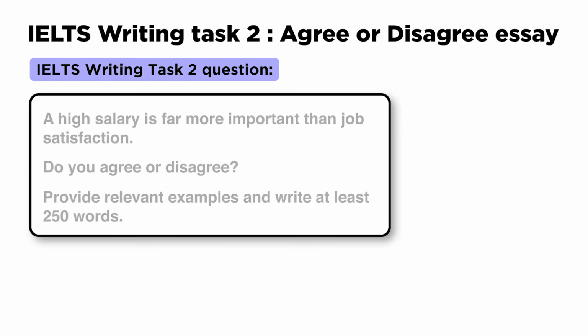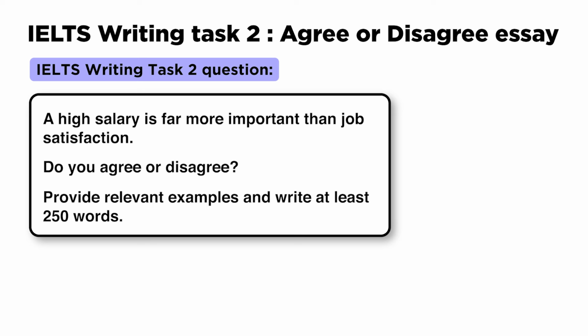Here's an example of a typical IELTS Writing Task 2 question. A high salary is far more important than job satisfaction. Do you agree or disagree? Provide relevant examples and write at least 250 words.